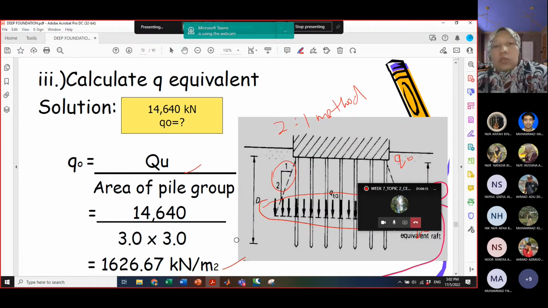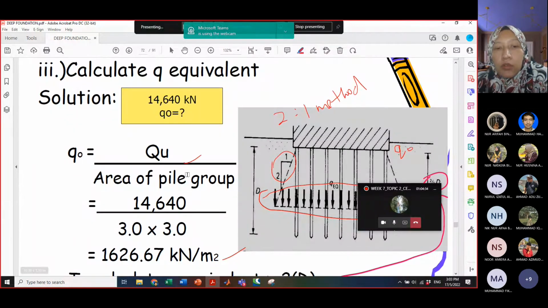So the next question, estimate what is the Q naught. So the Q naught is equal to ultimate bearing capacity bahagi dengan area of the pile group. So the QU is stand here for the group pile. So 14,640 bahagi dengan area of the pile group is 3 darab 3.